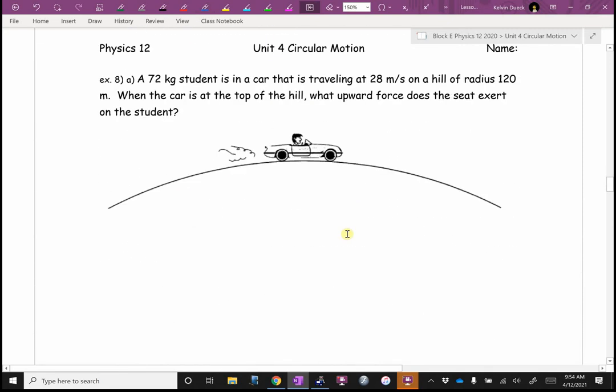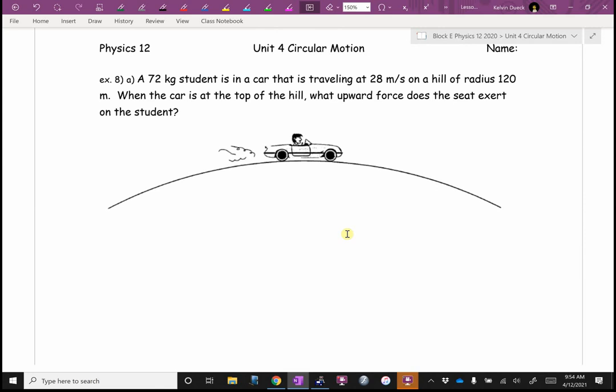Example 8. So again, when we're talking about vertical circles, what are the key concepts? Paige, which way are you accelerating? Toward the? Which way is the net force? Toward the? And mac does not show up on the free body diagram.